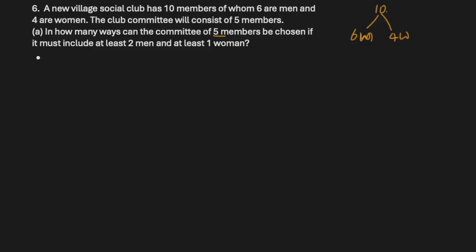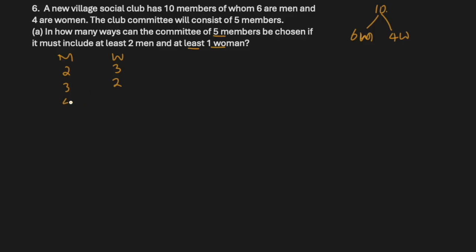So let's make a list for this. At least 2 men. So let's say 2 men. How many women will be needed? 3, and that meets the other case, at least 1 woman. Yes. Now if we have 3 men, how many women? Does that meet the requirement? Yes, 2 women. Total is 5.